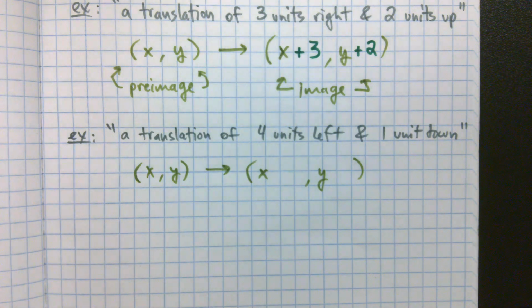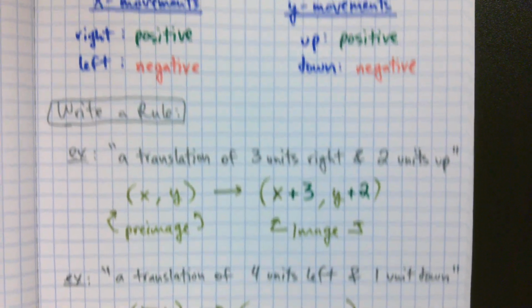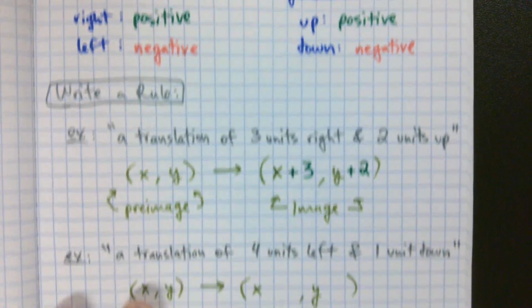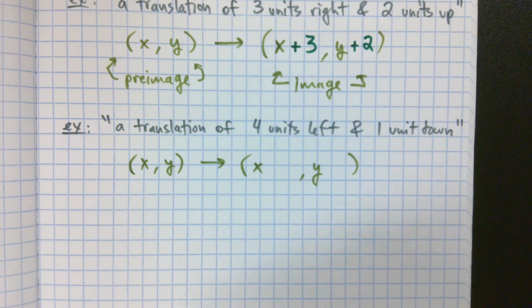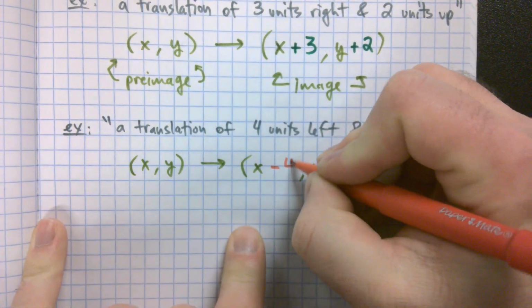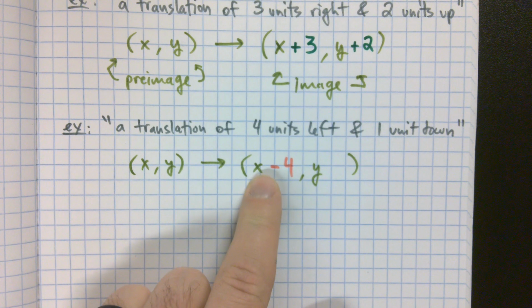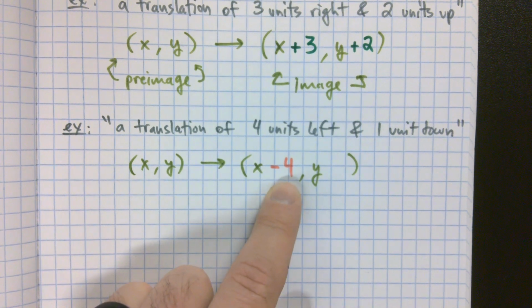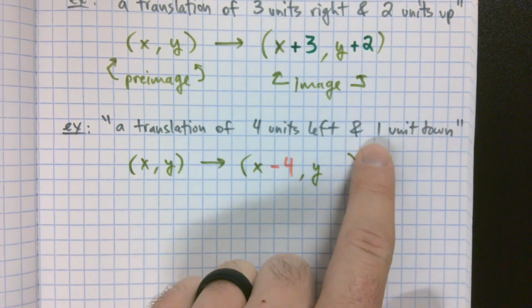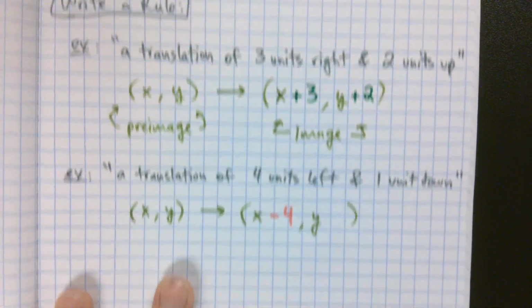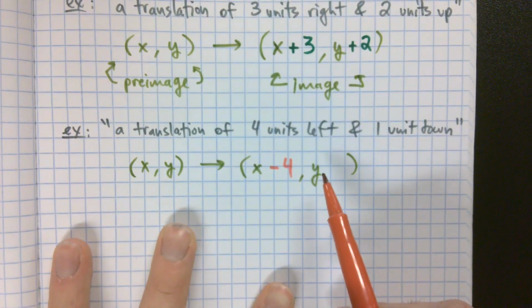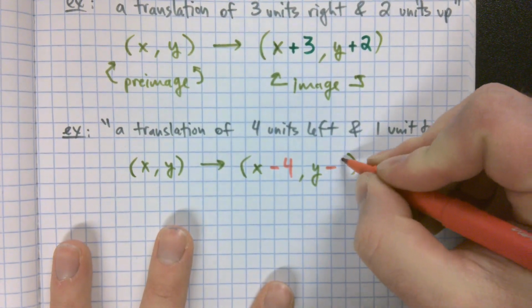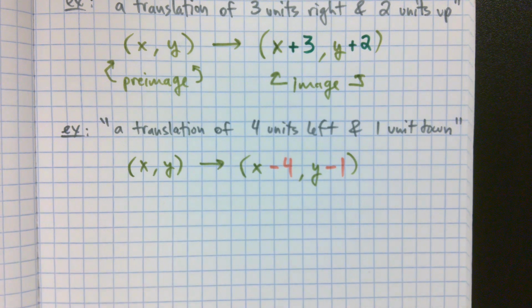Let's take a look at our translation. If we're going 4 units to the left, what type of x movement is that? Negative. So what can we write after our x here, do you think? x minus 4. Beautiful. It's a negative movement, 4 spaces. 1 unit down. What type of y movement is going down? Negative. What do you think we're going to write after our y? y minus 1. It's that simple.